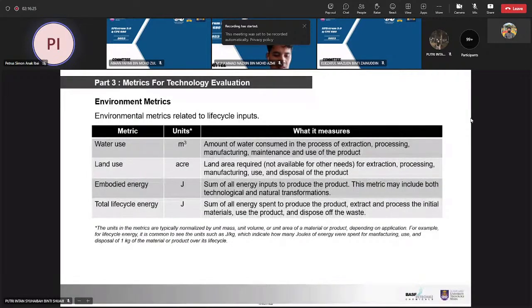So these are the metrics related to the life cycle inputs. We can say, like, the water use, the land use, the embodied energy, and also the total life cycle energy.